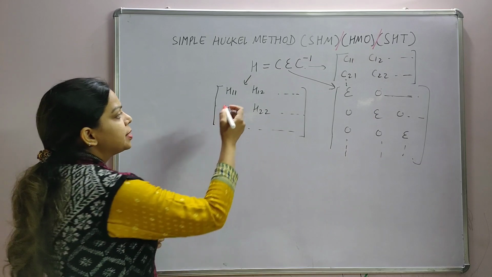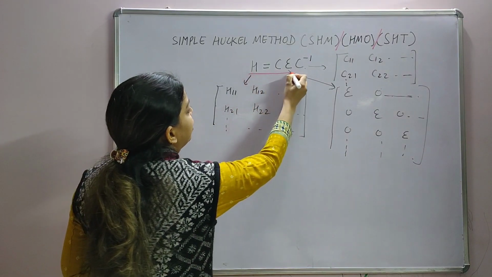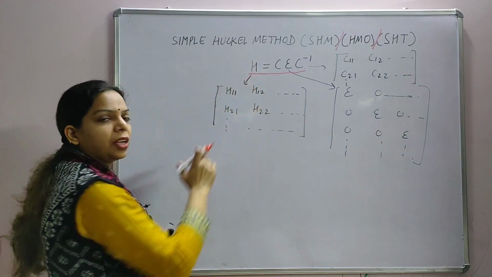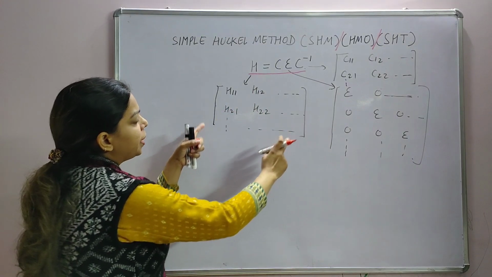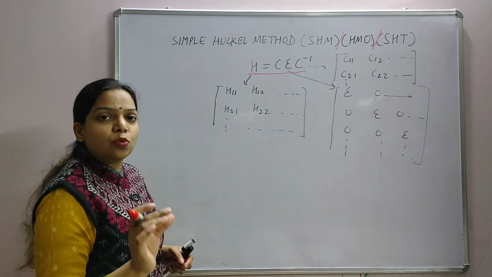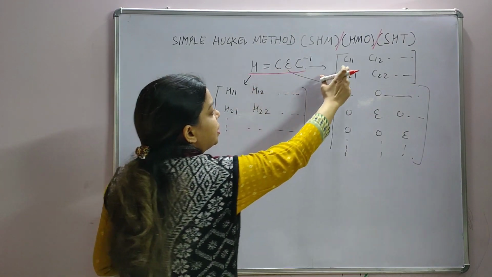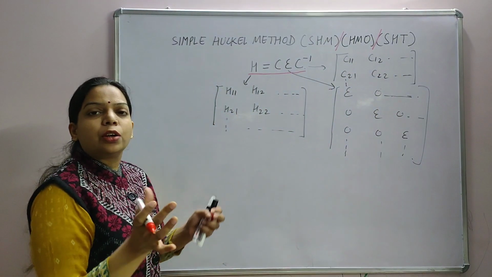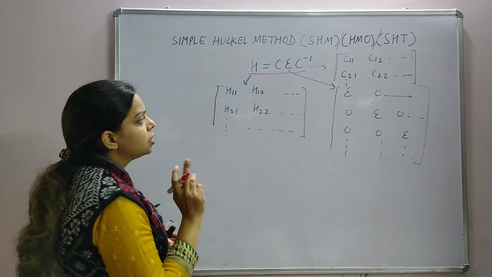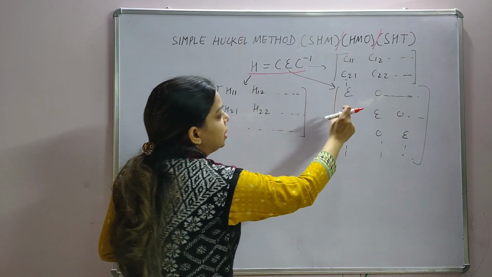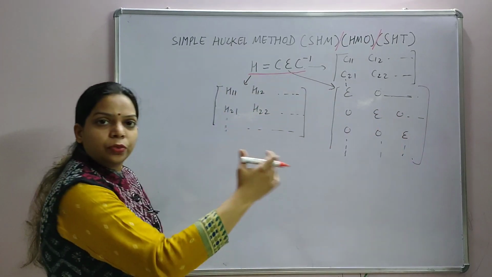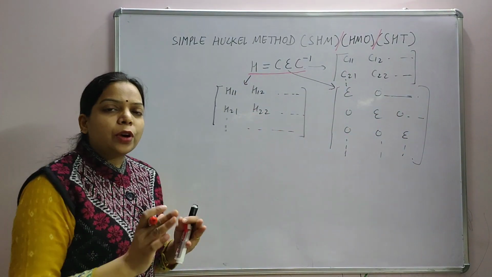In the last class, we saw we can write the simplified equation for the secular determinant in this form. Here H is the matrix with the elements which represent the Coulomb integrals. C was the different coefficients coming from the contribution of atomic orbitals. This can also be written in the matrix form this way. Similarly, the energy is a diagonal matrix, and it can be extended to the order of the number of carbon atoms in the system.